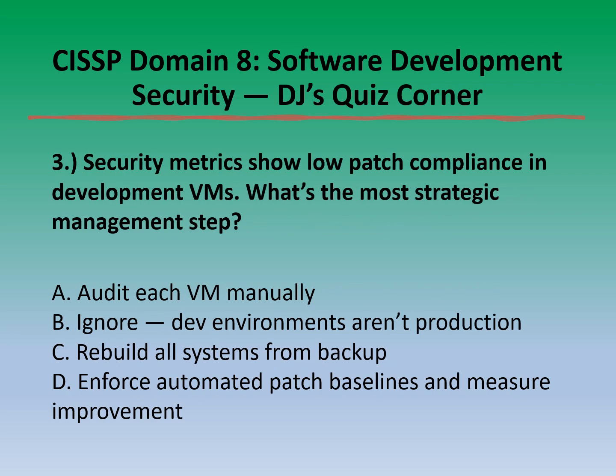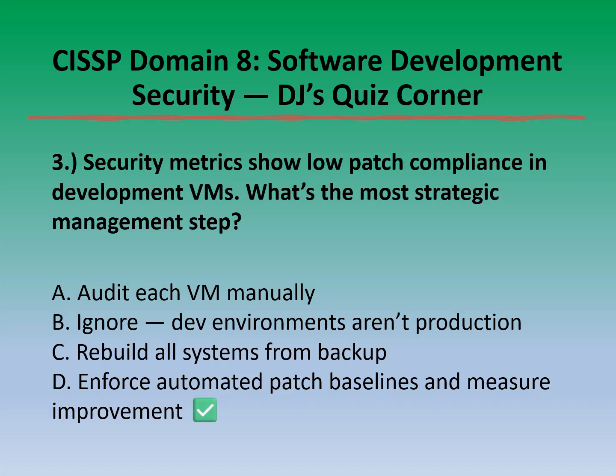Question 3. Security metrics show low patch compliance in development VMs. What's the most strategic management step? A. Audit each VM manually. B. Ignore. Dev environments aren't production. C. Rebuild all systems from backup. D. Enforce automated patch baselines and measure improvement.